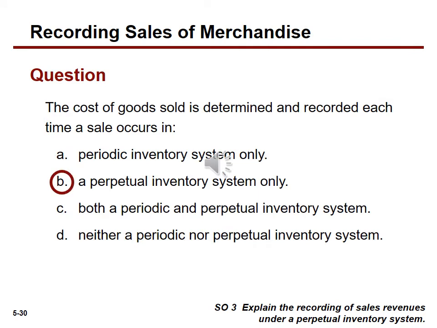Quick review question. The cost of goods sold is determined and recorded each time a sale occurs under periodic inventory system only, under perpetual inventory system only, both a periodic and perpetual inventory system, or neither a periodic nor perpetual inventory system. And of course, the answer here is B, under the perpetual inventory system only.